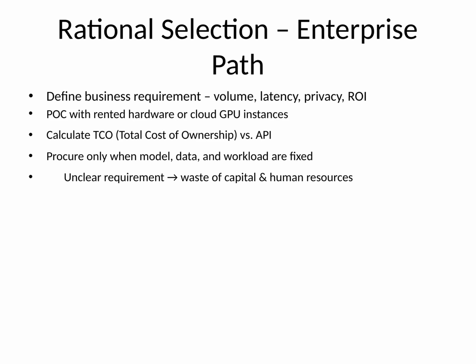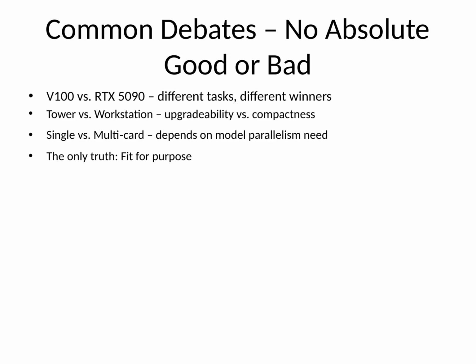A careful total cost of ownership analysis should compare hardware, power, cooling, maintenance, and staffing against ongoing API fees. Only after the model choice, data, pipeline, and workload patterns are stable should procurement begin. Skipping these steps often leads to oversized systems, underused clusters, and wasted resources. Clear requirements are the foundation of rational and sustainable AI infrastructure decisions.